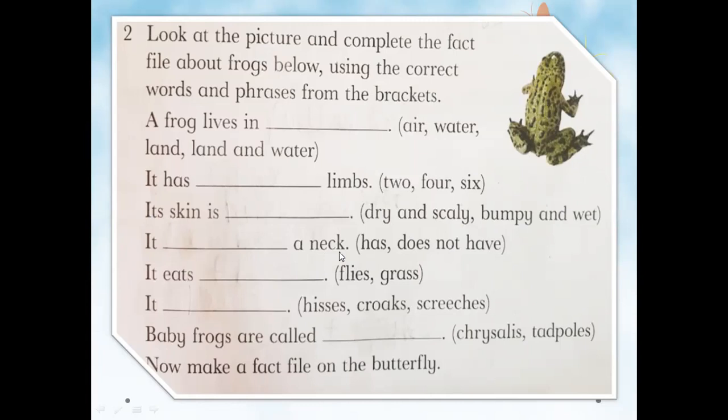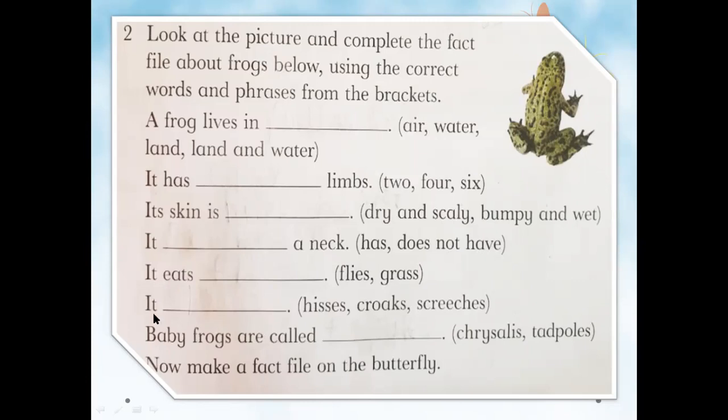It dash a neck. Does it have a neck or not? Now look again at the picture of the frog. The frog has a neck or it does not have a neck? Which one will be correct? Has or does not have? It eats dash, flies or grass? Which one? Do you know anything about it? Does the frog eat flies or grass?